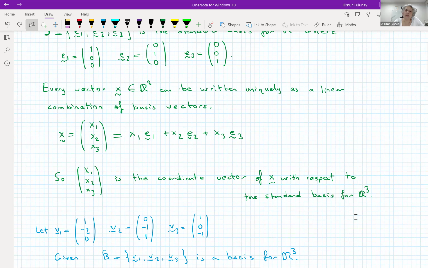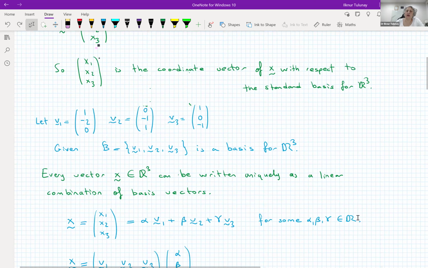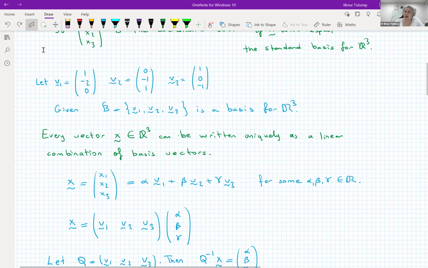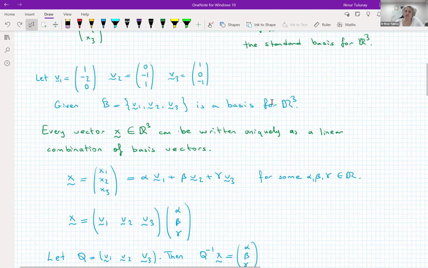Assume now we have a different basis. Assume we have vectors v1, v2, v3 given in this question in this way. These are the same vectors as in question 34. And the set of these vectors is a basis for R3. This is given to us; we don't need to prove that. So since it is a basis, every vector can be written uniquely as a linear combination of the basis vectors. So x can be written as alpha v1 plus beta v2 plus gamma v3.